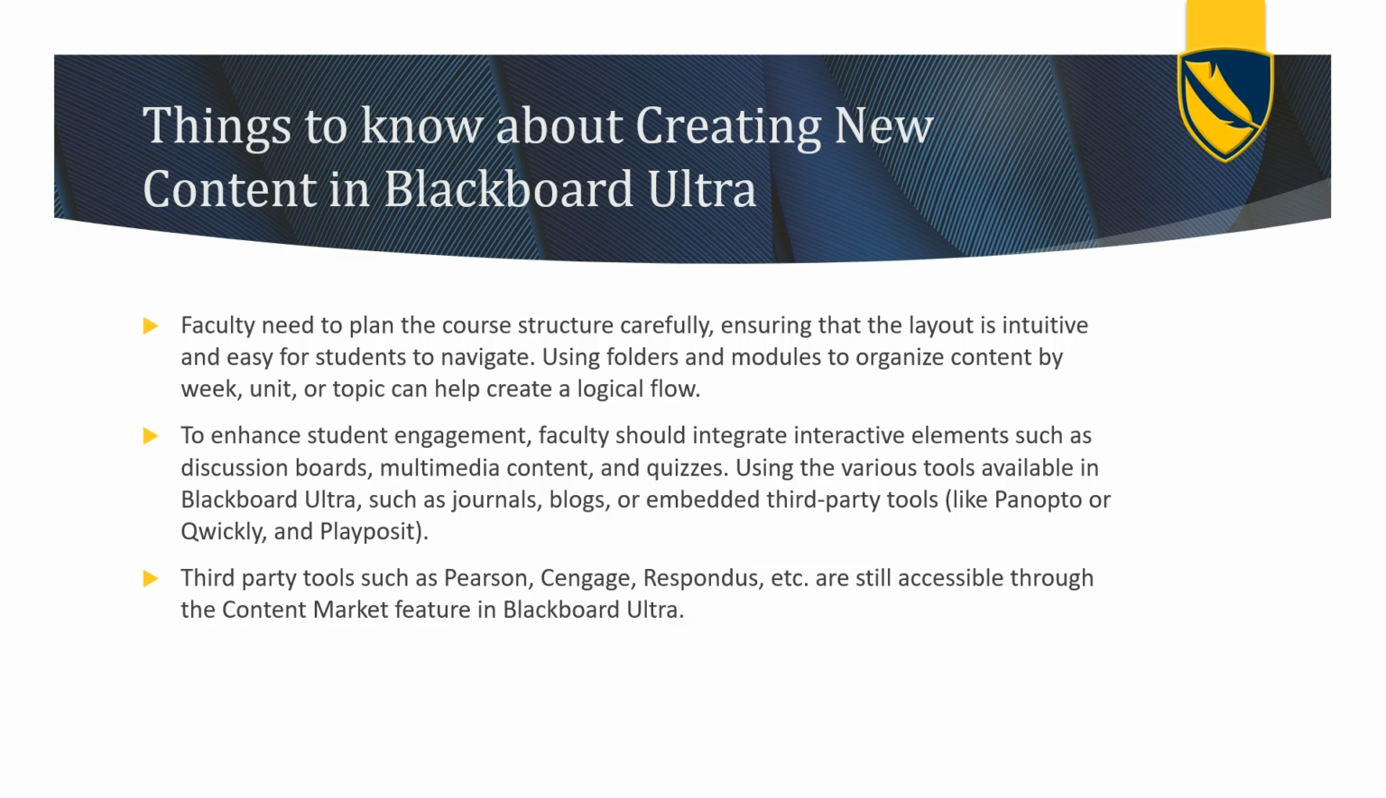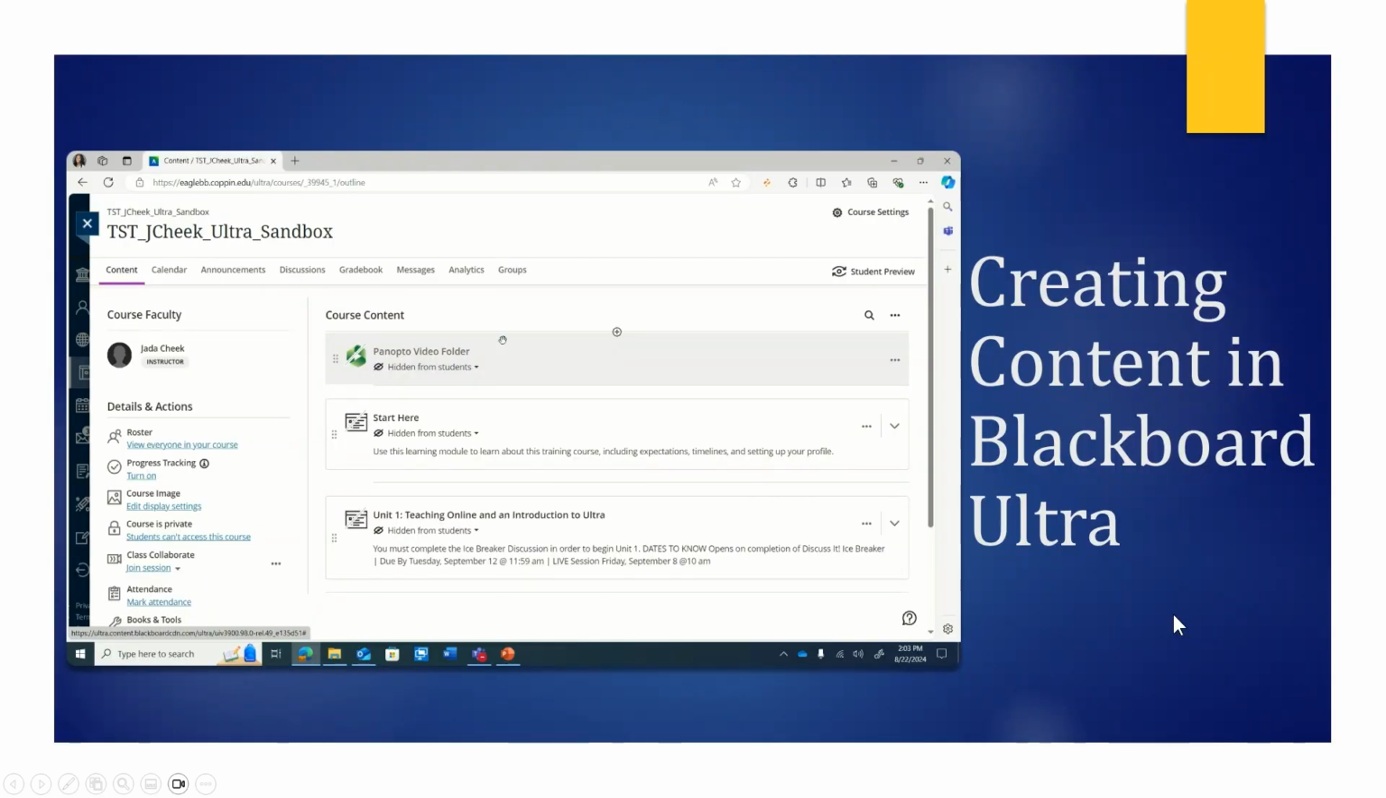You also want to enhance student engagement by integrating interactive elements such as discussion boards, multimedia content, or quizzes. You can use the various tools in Blackboard Ultra, such as journals, blogs, or third party tools like Panopto, to enhance your teaching and learning. Third party tools such as Pearson, Cengage, Respondus, and more are still accessible through the Content Market feature in Blackboard Ultra.